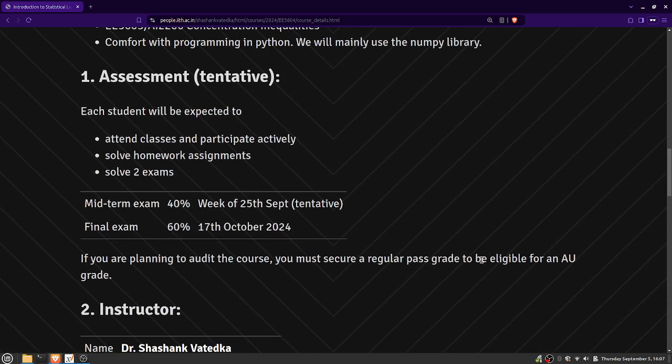Homeworks will be posted, and I'll keep giving exercise problems in class, but evaluation will essentially be based on 2 exams. It's a 1 credit course, so there will be a midterm exam roughly the week of 25th September. We'll finalize the date maybe by next week or so. The final exam will be in class on 17th October. That's the last class of this particular segment.